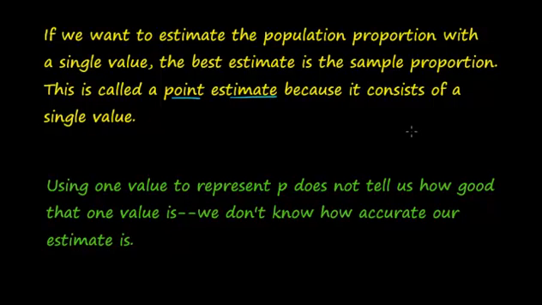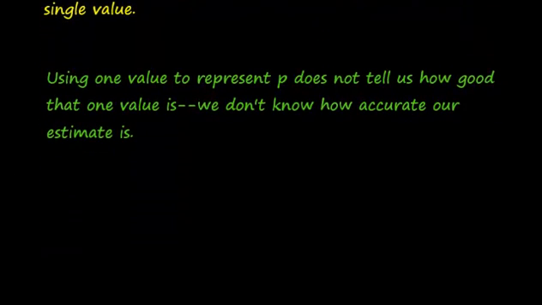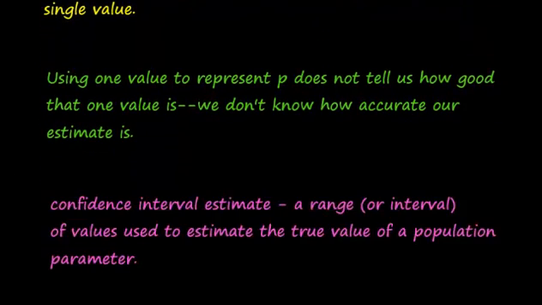We've seen before that there's variability in sample results, sample proportions, sample means. Each time you take a sample, you won't get the exact same result. And so just using one value to represent p doesn't tell us how good that is. We really don't have a feel for accuracy. So to address this problem, statisticians have developed another type of estimate that we've already started talking about, and that is the confidence interval estimate. This is a range or an interval of values used to estimate the true value of a population parameter.